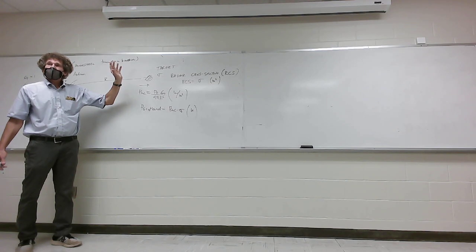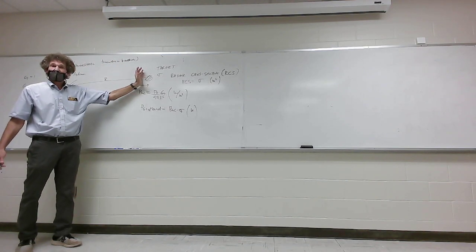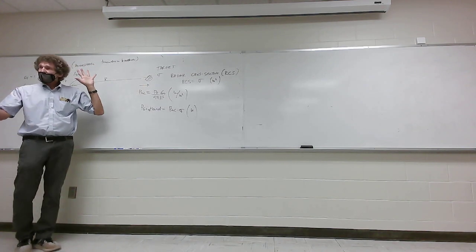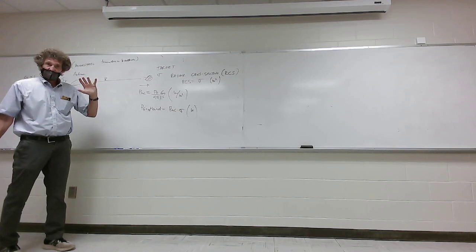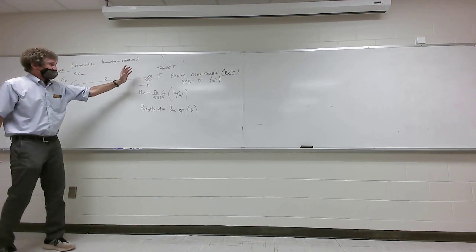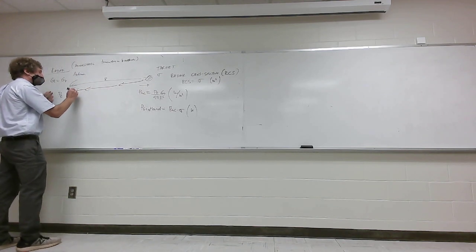Now that power will fall off as 1 over 4 pi r squared, just as if it was an isotropic radiator. There is some directionality, but it's included in the value of sigma. All right, so you don't ever worry about that. So now, the signal is reflected, it comes back and hits here.